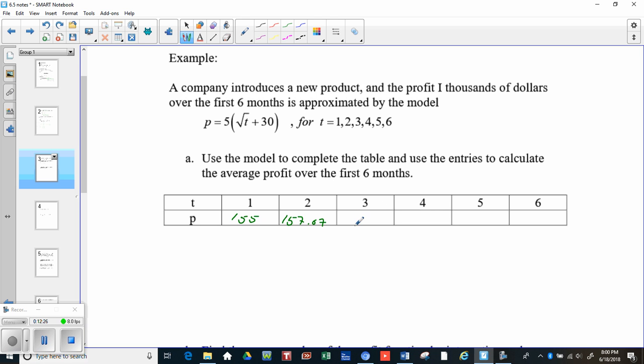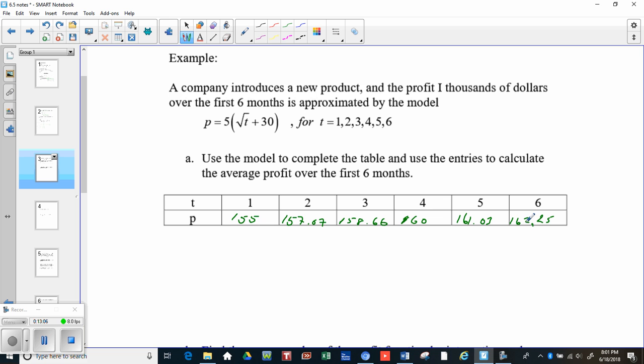If you plug in 3 in for t, you'd get 158.66. Plugging in 4 actually works out to be a nice whole number because the square root of 4 works. That's 160. Plugging in 5 gives you 161.03 rounded, I believe. And then 6 is 162.25, I believe.